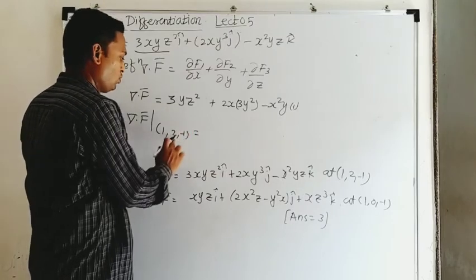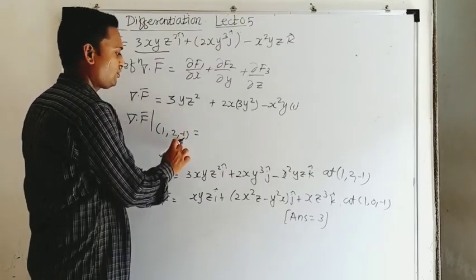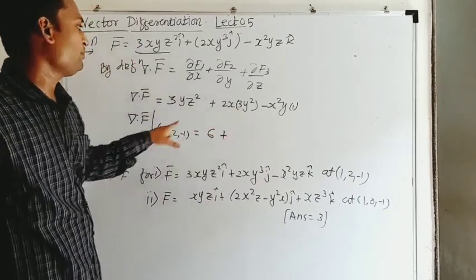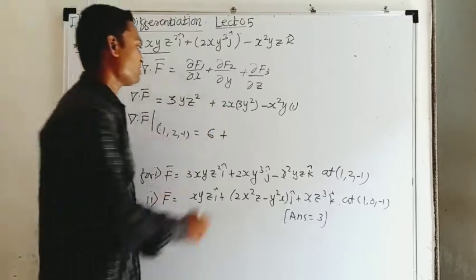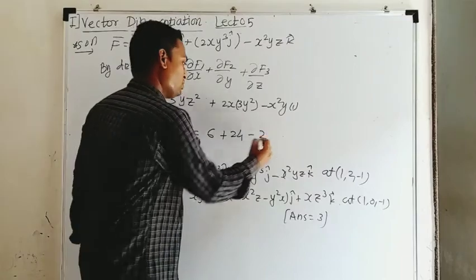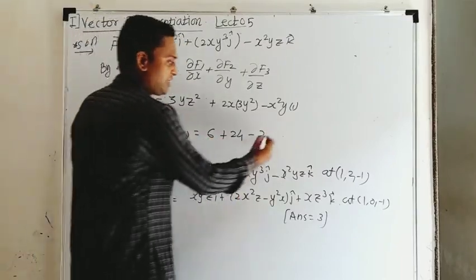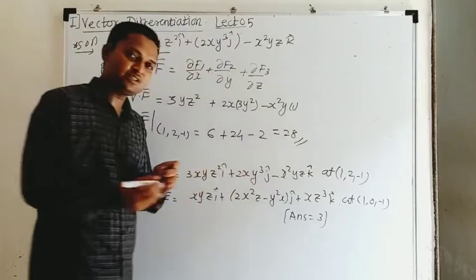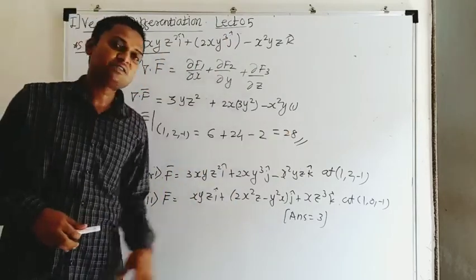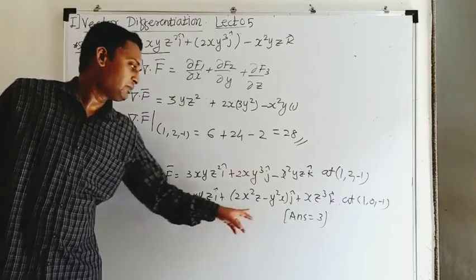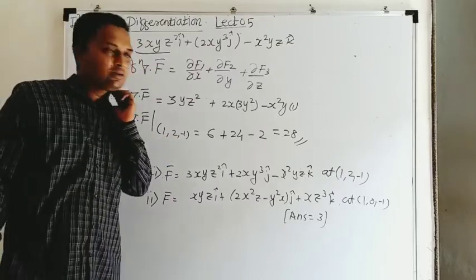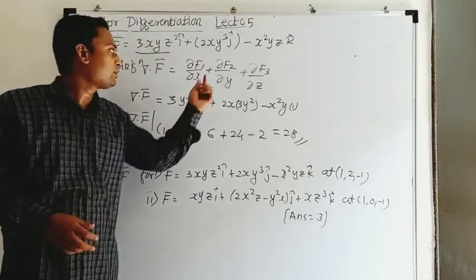So y is 2, 2 into 3 is 6, square of z is 1, so 6, plus 2 into 3 is 6, 6 into x is 1, y square is 4, 6 fours are 24, minus x square is 1, into y is 2, so 2. So 6 plus 24 is 30, minus 2, the answer is 28. So the answer is 28. It is a scalar quantity. Divergence is a scalar quantity. In a similar way, you try to complete the other problem. The answer for that problem is 3. So this is how divergence is easy to calculate. Just 3 derivatives you need to calculate correctly.